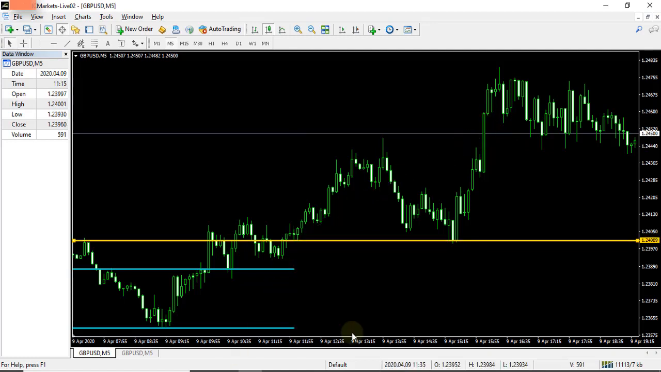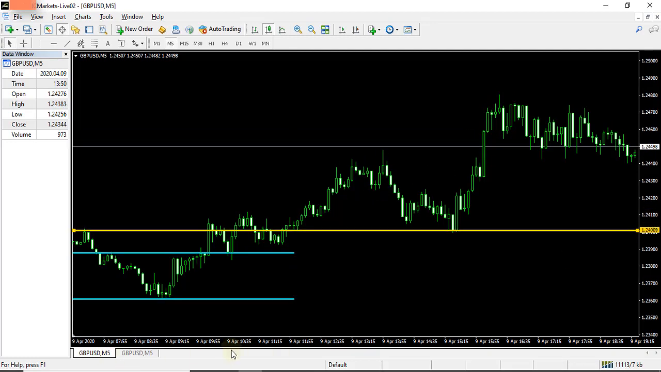So notice that you never get close to your stop loss. Your stop level is here. You never get to this stop loss. So for today, you have actually made the first 27 pips and the second 27 pips. Okay, so this is how it works.